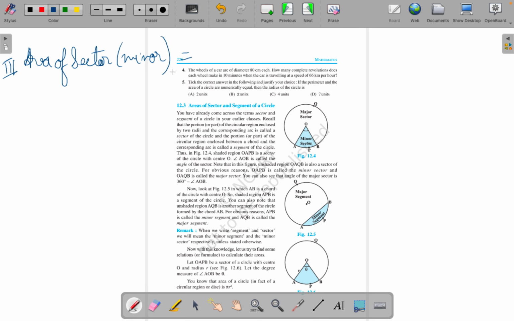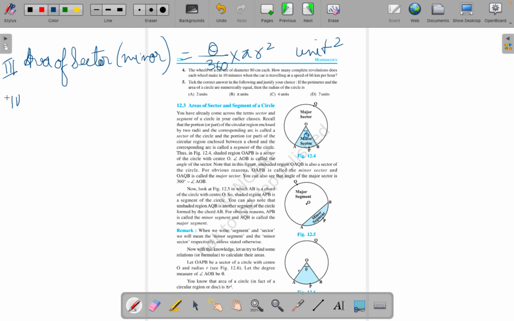Now the formula for area of the sector is theta upon 360 into pi r square. Again, it is measured as unit square क्योंकि ये area है. Now what is this theta? ये जो center angle जो बनाया है, that is theta. Okay, that is area of sector, which is also said as minor sector.